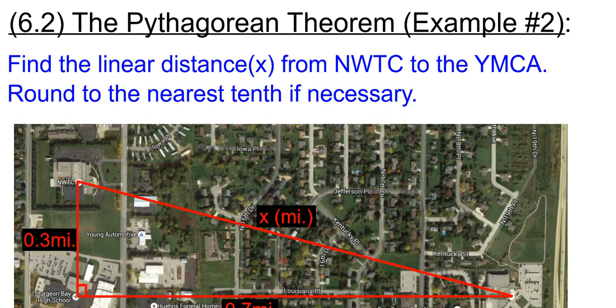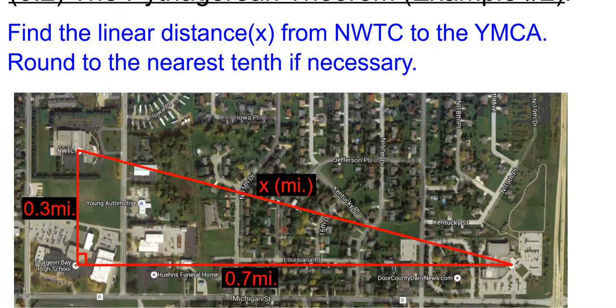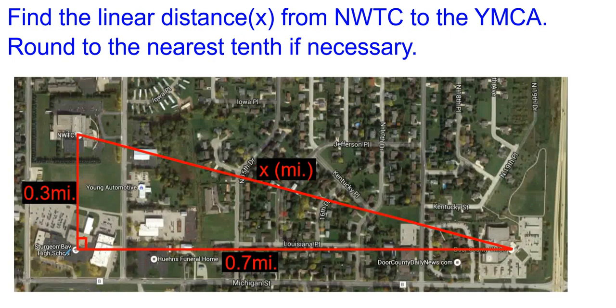All right, on this one, this is a real life picture right here. You can see Sturgeon Bay High School right there, the NWTC building up here, and then the YMCA building over here. So here's Michigan Street. You could actually measure this linear distance there, and this linear distance there on the street over here. And then if you want to know the linear distance between the middle of NWTC to the middle of the YMCA, it would be a little bit more difficult because there's a lot of houses in the way here, right? So we can find this linear distance by using the Pythagorean theorem.